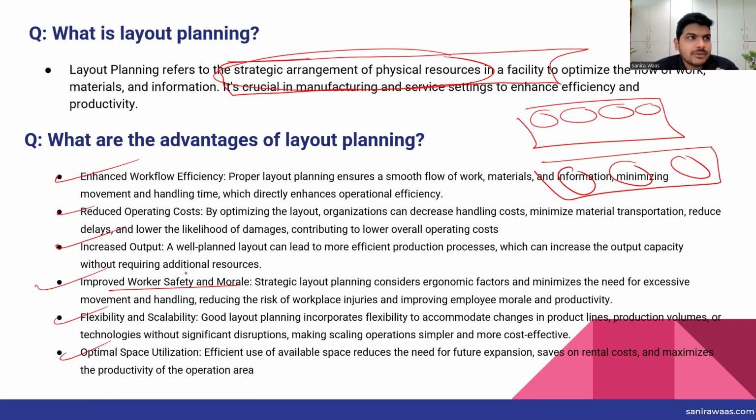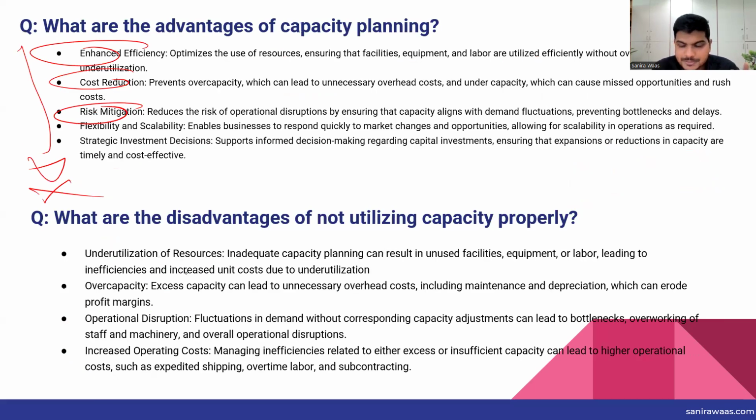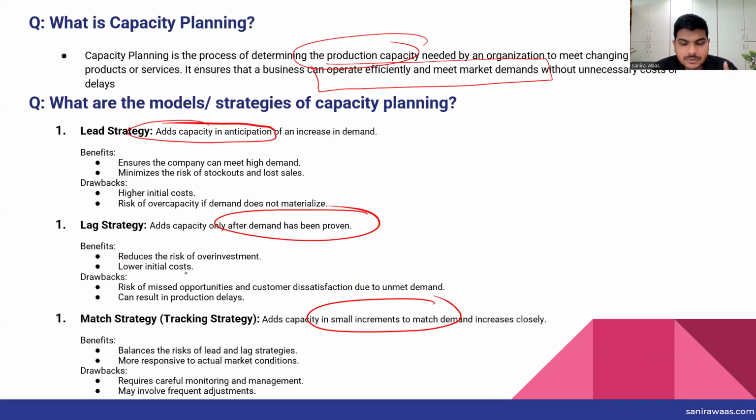What you need to understand is the concepts. We started with ops management, then we talked about supply chain management, then we talked about demand management, and now we talk about capacity planning.